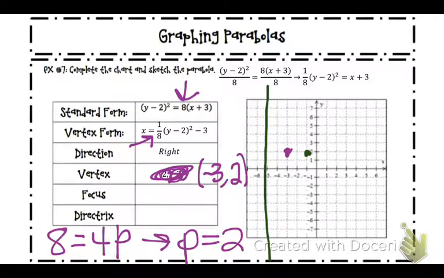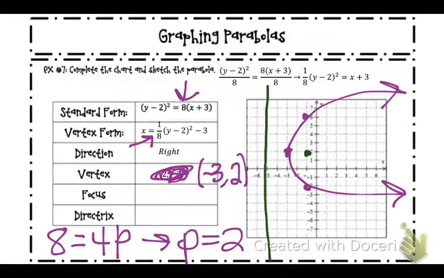Okay, and let's just finish drawing this out. So if that distance from the focus to the vertex is 2, that means I'm going to go up 4 because you double it. There's that, go down 4. There's that, and here is my parabola.